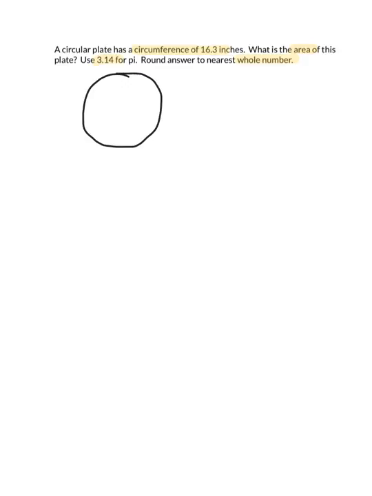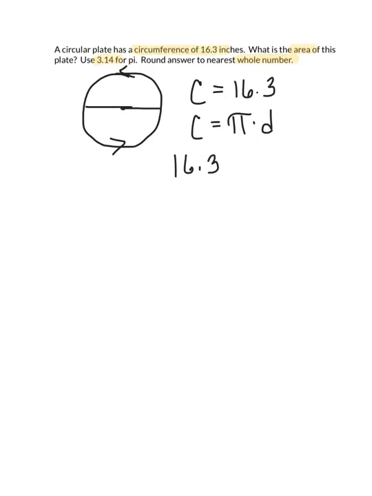I have a circular plate, and I know its circumference is 16.3. I know this is the radius right here, and if I go all the way across, that's the diameter. If you remember, the circumference goes around the plate, so we know the distance around the plate. I'm going to write down that C equals 16.3. Now the formula for finding circumference is pi times diameter. So it becomes 16.3 equals pi, 3.14, times d.